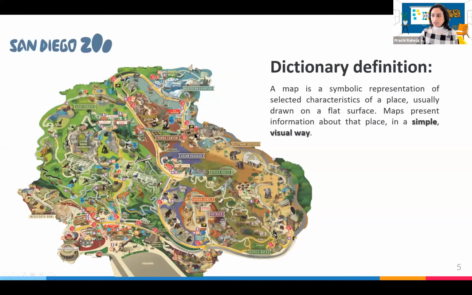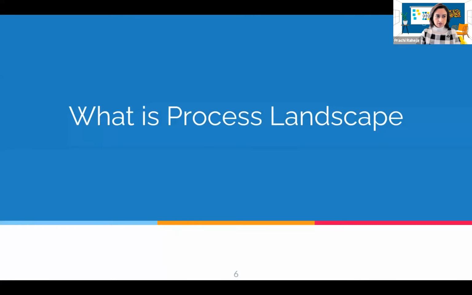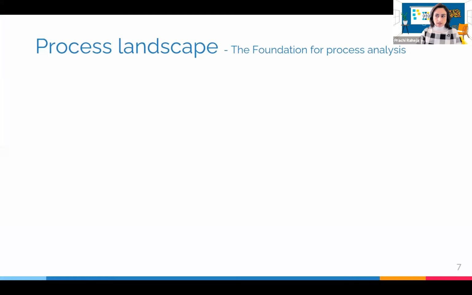A map is a symbolic representation of the selected characteristics of a place, usually drawn on a flat surface. A map presents a simple visual way of presenting information about that place. And that is exactly what a process landscape does. That's precisely what the process landscape is for. So what is a process landscape? A process landscape provides a foundation for process analysis.